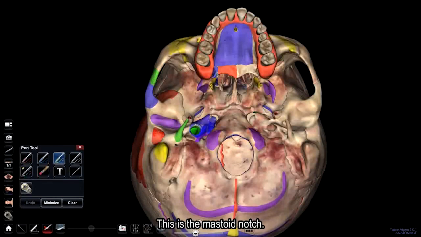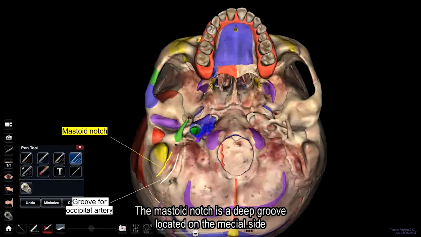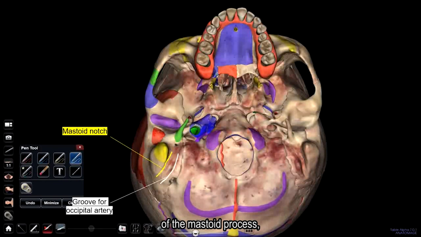This is the mastoid notch, and this is the groove for the occipital artery. The mastoid notch is a deep groove located on the medial side of the mastoid process for the attachment of the digastric muscle.